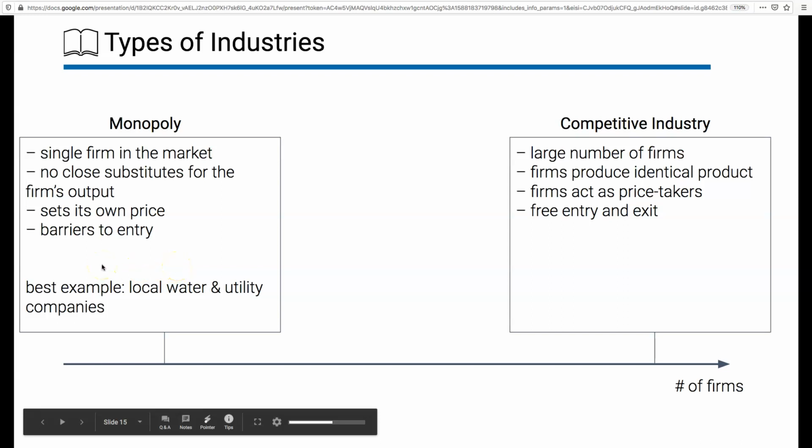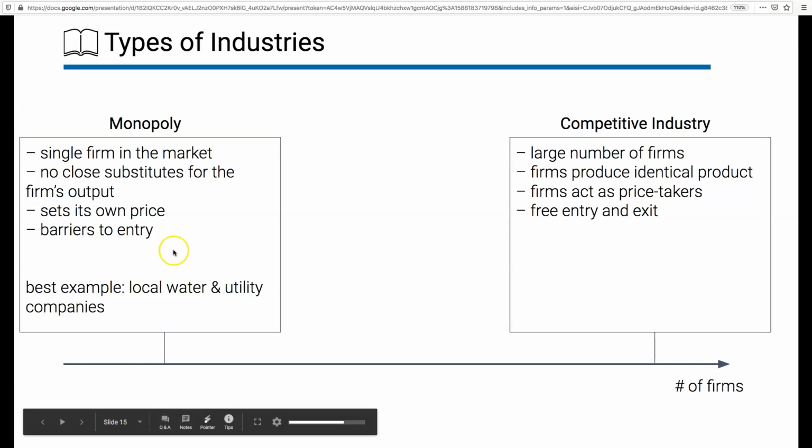And besides, if somebody were to enter the market, say somebody in Sioux Falls decided to compete with Sioux Falls Water Company, well, they'll have to pay a huge price of creating their own water network in the city. And that's going to be really expensive, and this is going to be a huge barrier to entry. So local water and utility companies would serve as the best example because they usually satisfy the assumptions of the monopoly model.